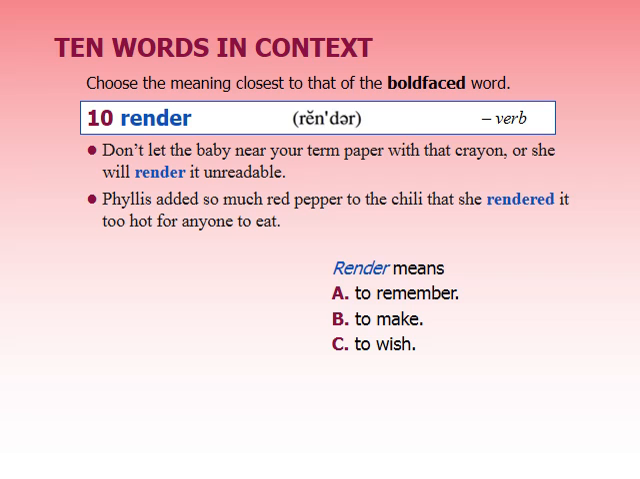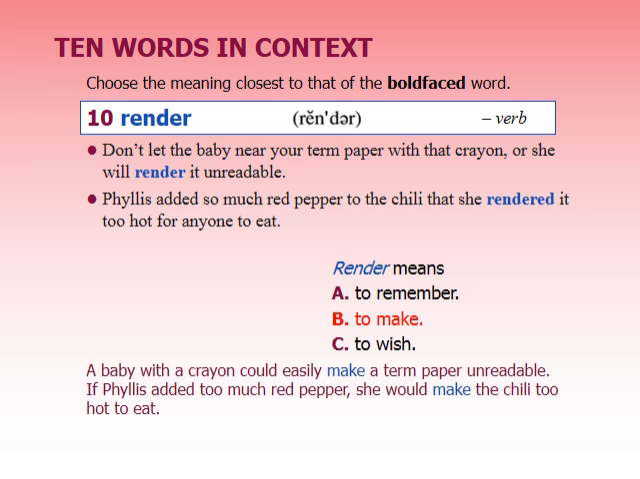Okay, and our last word here is render, and this one is a verb. Don't let the baby near your term paper with that crayon, or she'll render it unreadable. Phyllis added so much red pepper to the chili that she rendered it too hot for anyone to eat. So render means to make, but you'll notice that in both of these cases, oftentimes render is used to make something bad or make something unusable.